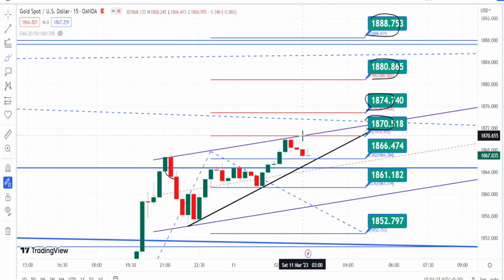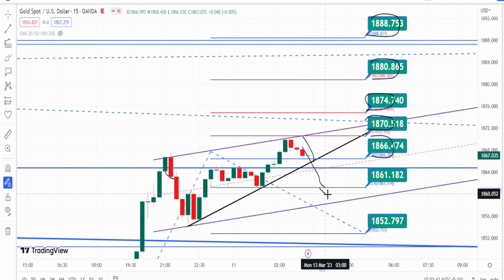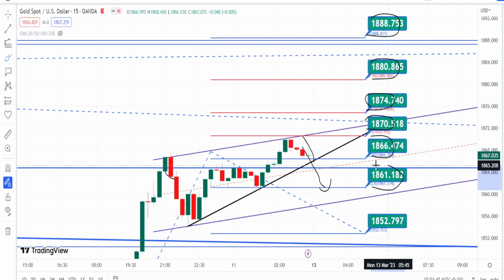And on the bearish side, if the price action breaks the support level of 1866 and continues its bearish side retracement, next level of support is going to be around 1861 and 1852. Please refer the higher time frame support levels for the bearish side.